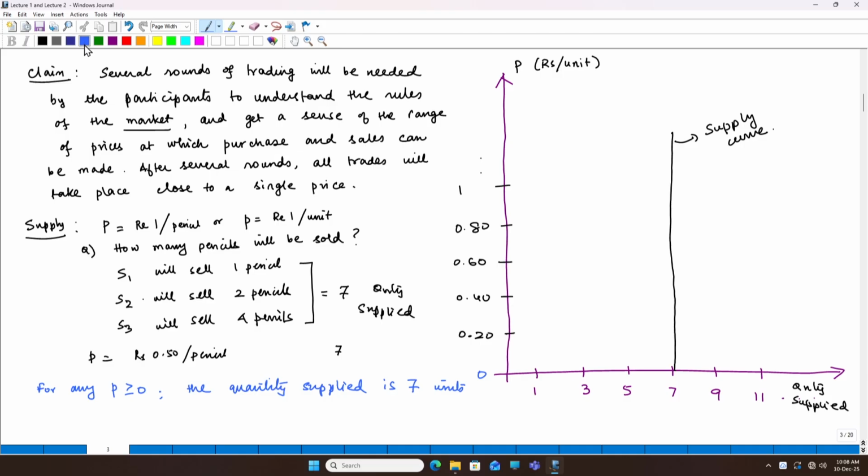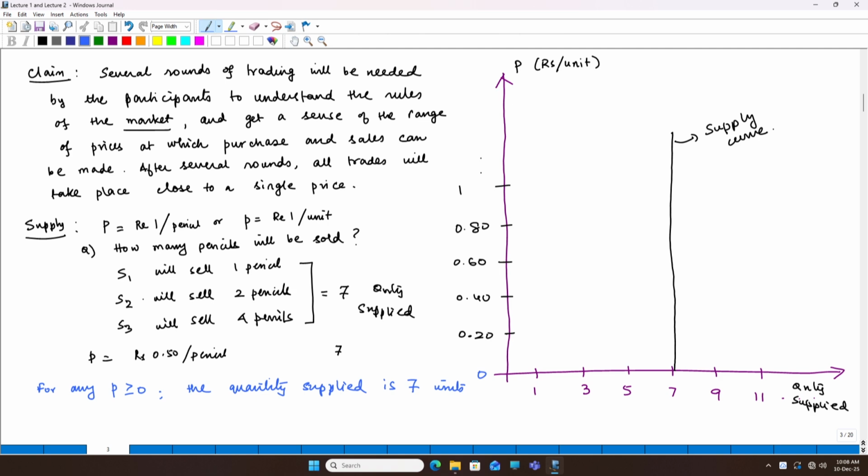So, for any price p greater than or equal to 0, the quantity supplied is 7 units, right, no matter what the price is. And even though I have chopped it into steps of 0.2, you can divide it in any way you want, and I am going to treat price as any real number, right. So, a price like, let us say, 0.364 is going to be valid in our example, right.